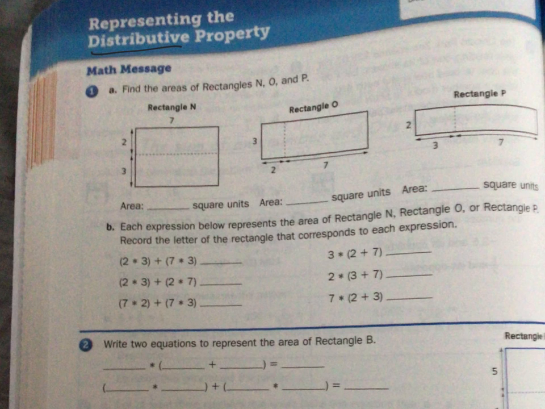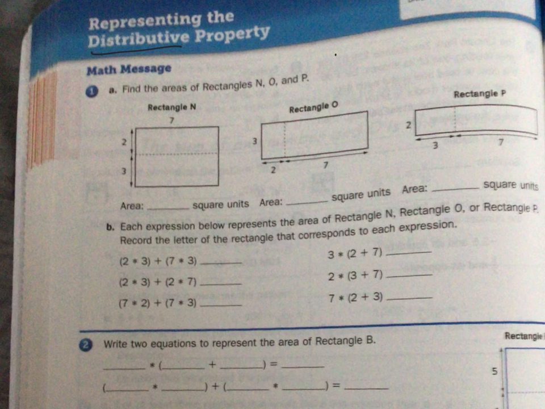Each of the expressions below represents the area of rectangle N, O, or P. Record the letter of the rectangle that corresponds to each expression. So before we go ahead and look at part B, let's actually go back up to A and figure out what the units are so we can then figure out which expression goes with each of these.